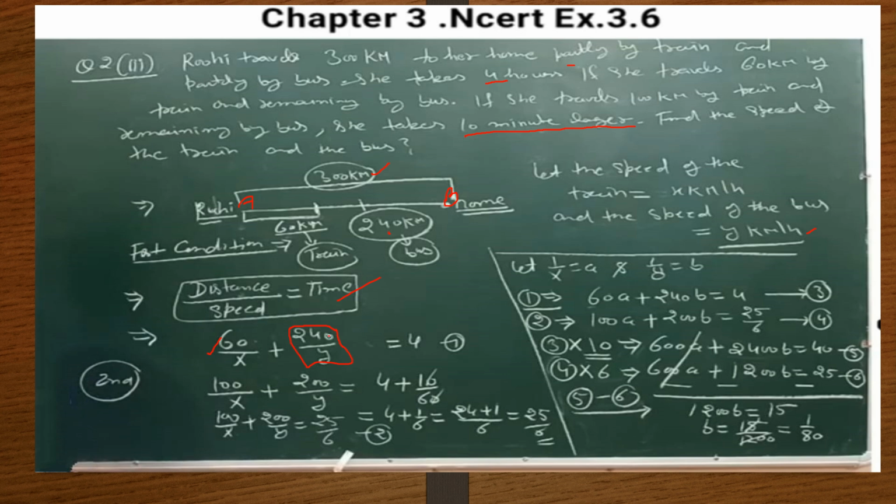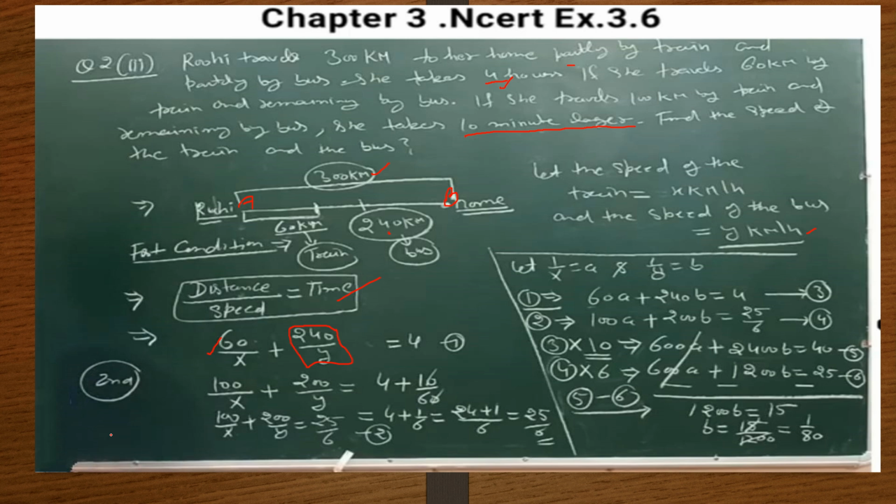So this time and this time will be a total of 4 hours. It is given in this question here. You can read the question again. So this is the first equation: 60 by x plus 240 by y is equal to 4.